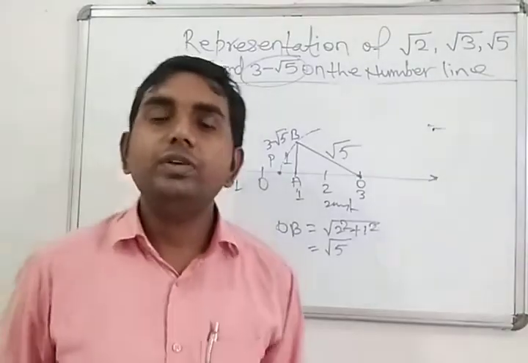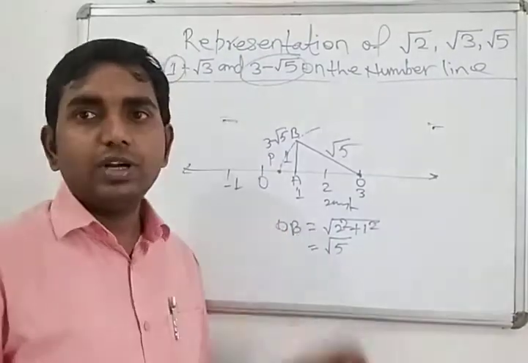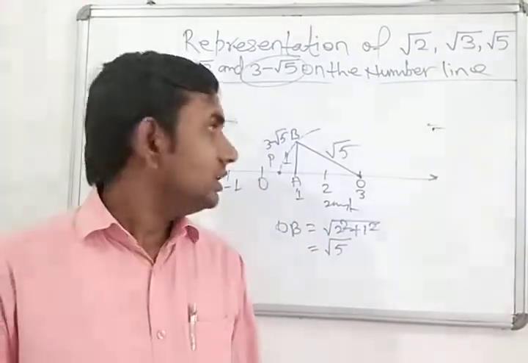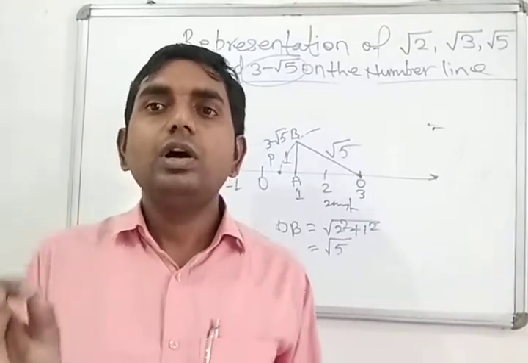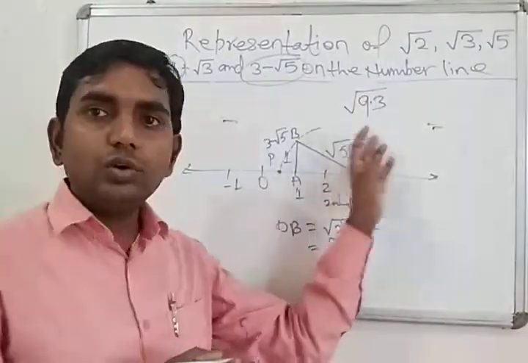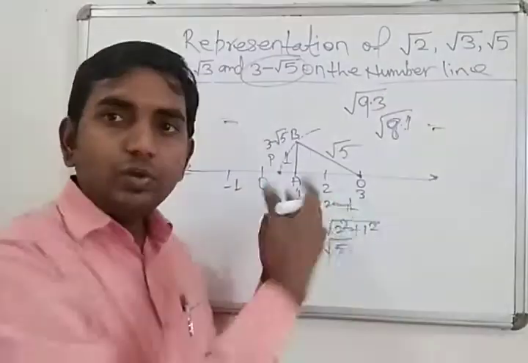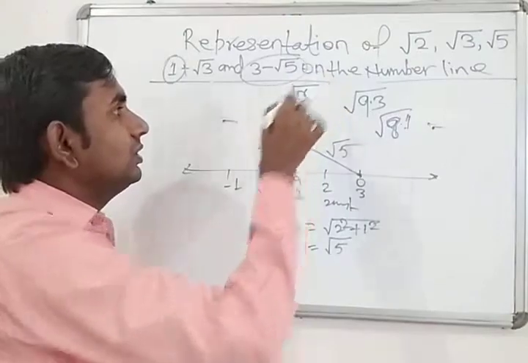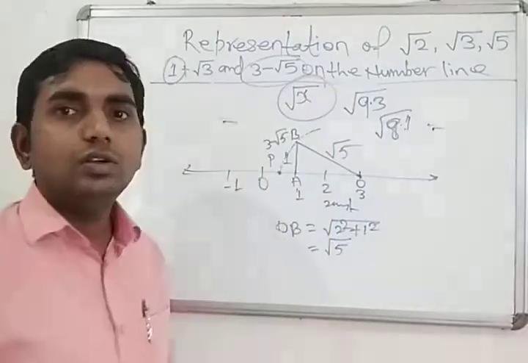Okay, I hope that you understand how we represent any irrational number in the form of a square root on a number line. In the next video we shall study how we represent an irrational number if it is given in the form of a decimal under a square root. Suppose a number is given, under root 9.3, then how will we represent it? Under root 9.1, 8.1, then how will we represent it? And we will also study in the next video under root x, how will we represent under root x on a number line. Okay, thank you.